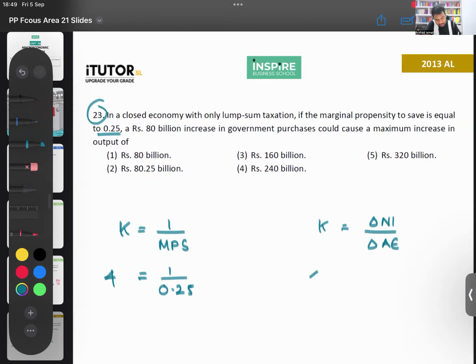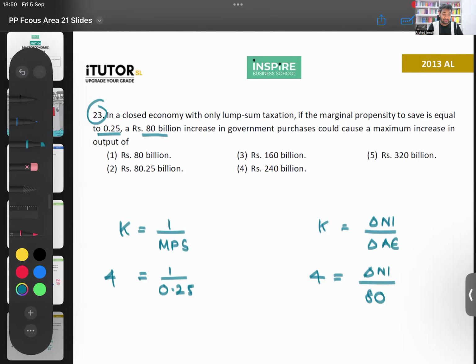So if my multiplier is 4, they are saying an 80 billion increase in government spending. Government spending is autonomous expenditure. It is increasing by 80 billion. How much will my national income increase by? That's what they're asking. Remember the two equations. So how much is the change in national income?